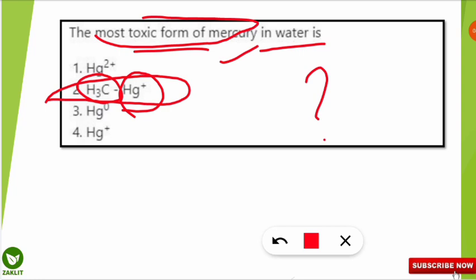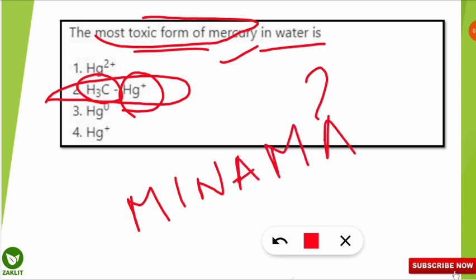That is also a frequently asked question. The answer is Minamata disease. So this is very important. Kindly note down all these things. Let's move to the next question, which came in the NET 2020 paper.